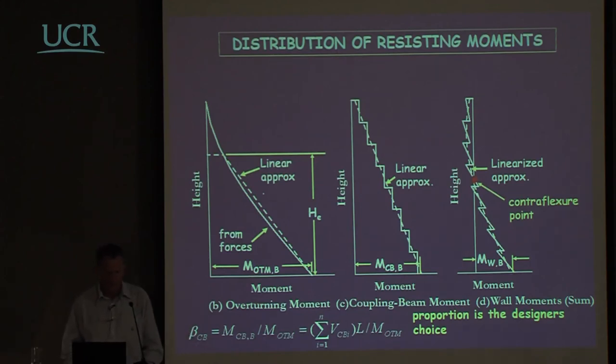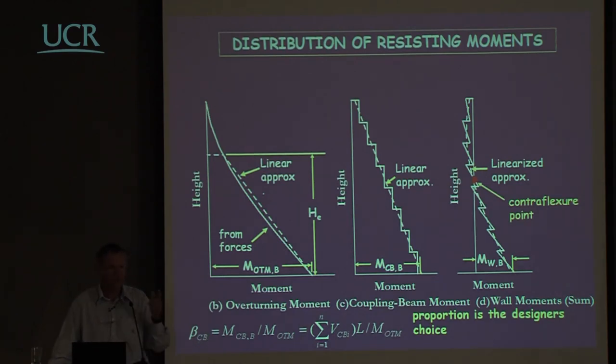Well, from the start, we can determine a particular ratio, which we're using the symbol beta coupling beam, as the moment at the base, the resisting moment at the base, which is from the coupling beams themselves, divided by the overturning moment. So it's the percentage of the overturning moment at the base which is carried by the coupling beams. Obviously, 1 minus beta then is the percentage of the moment at the base which is carried by the walls. And what I'm stating right from the start then is this value of beta should not come from a stiffness analysis, but is a designer's choice.